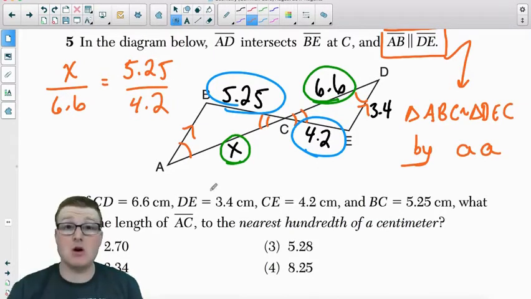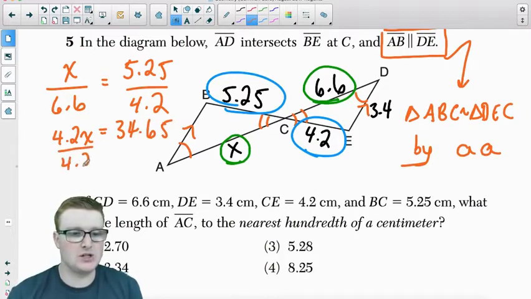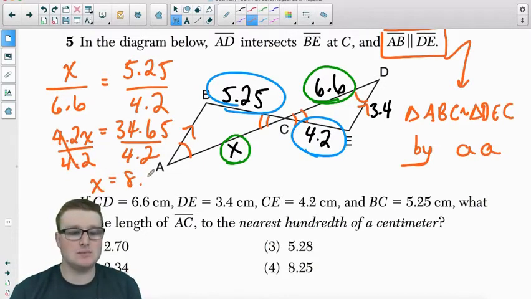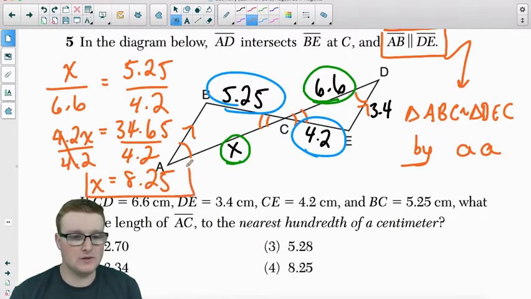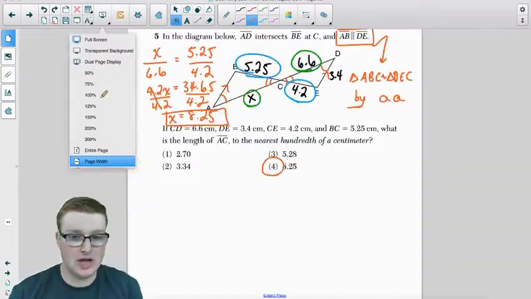Make sure that you are consistent. So I went from this triangle to this triangle. I have to do the same thing. This triangle to this triangle. Now we just cross multiply. So we get 4.2x is equal to 6.6 times 5.25. Just take my word for it. It is 34.65. Divide by 4.2 on both sides of the equation, and x is equal to 8.25 when you divide that. And your answer is choice 4. Pretty simple stuff. Not too shabby.